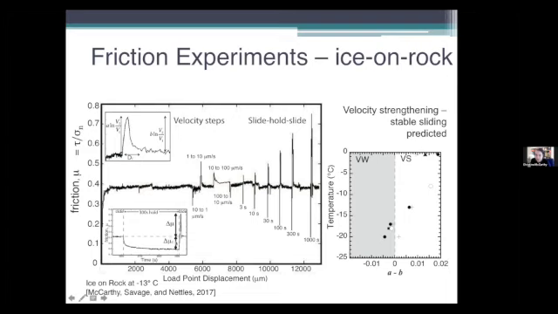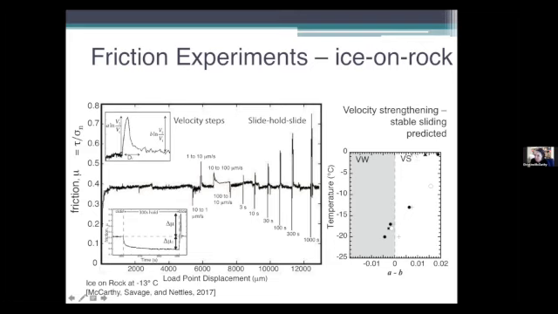And it turns out that amount that jumps up, that delta friction, increases the longer it's been holding. So this is a slide hold slide, and that process is called healing, and I'll get to that in a minute. But in looking at our data and evaluating all these velocity steps, for this study that we conducted, which was just a simple ice on rock system at a variety of temperatures, we did not solve that problem.